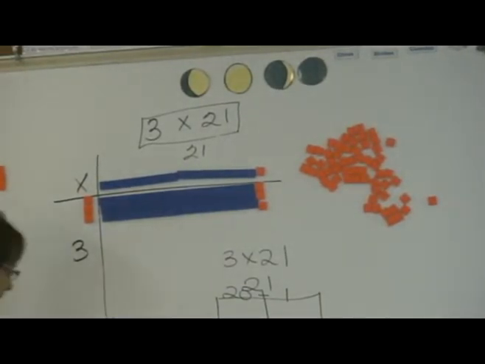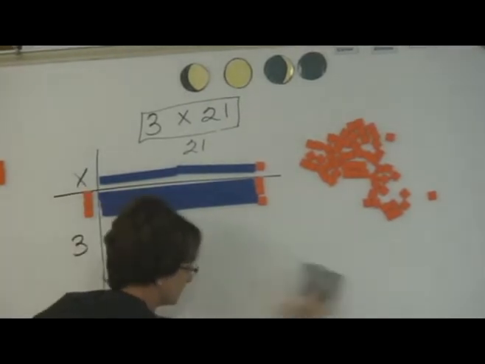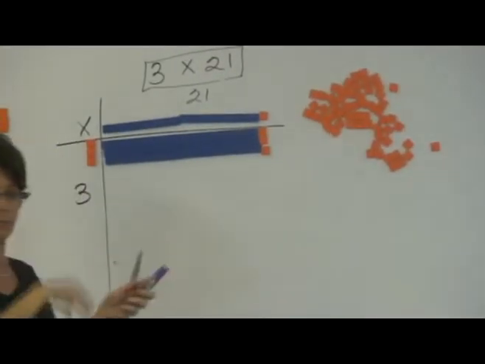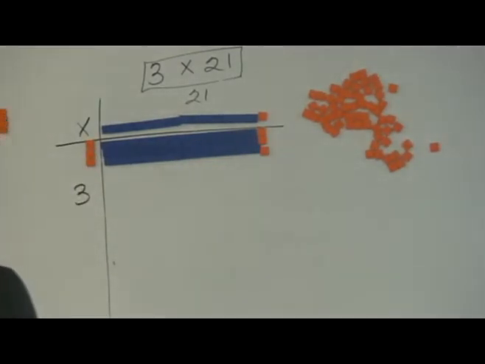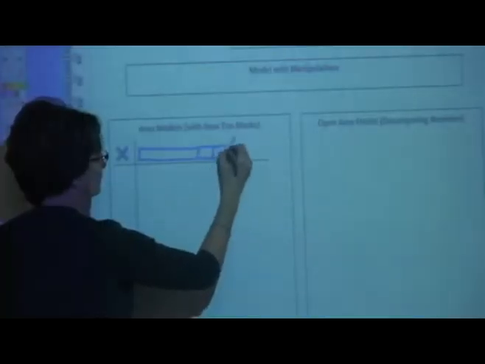Y'all are going to model the next one for me. So let me clean this up. On your table, you have tape that marks the grid like I have here. It doesn't have to be to scale, just as good as you can get it. We're going to repeat our factors.